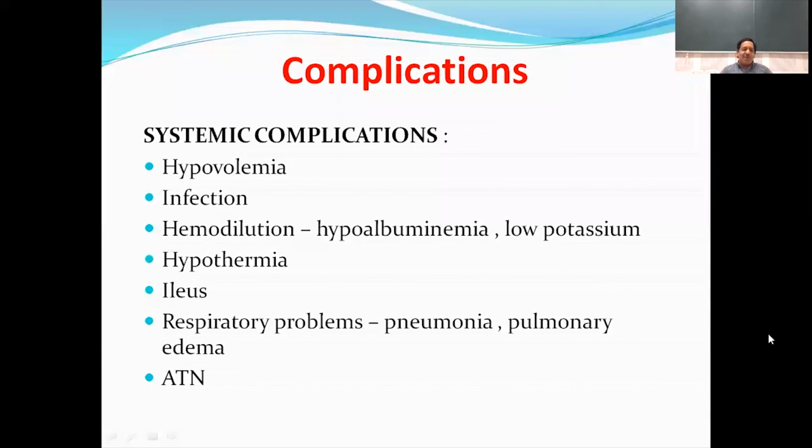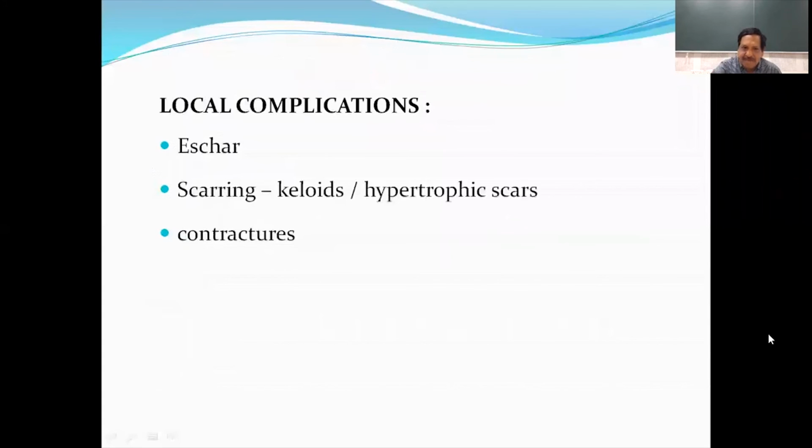And respiratory problems can occur, pneumonia, pulmonary edema. This, by interfering with the local immunity, can compromise the respiratory function, and it is one cause for increased infections. Acute tubular necrosis can occur in the kidney. Local complications can occur.